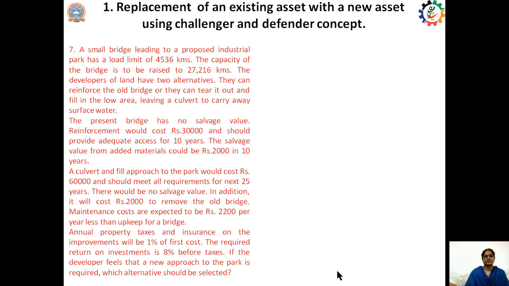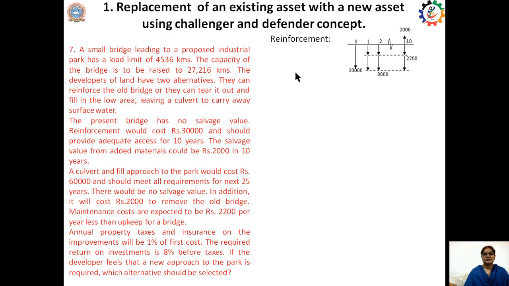Write the conclusion. Now we'll move on to the last problem. A small bridge leading to a proposed industrial park has a load limit of 4536 kilograms. This data is not needed. It is only used to tell the story. The capacity of the bridge is to be raised to 27,216 kilograms. Two alternatives are there for this. They can either reinforce the old bridge or remove it totally and fill it and go for a new one. Present bridge has no salvage value.